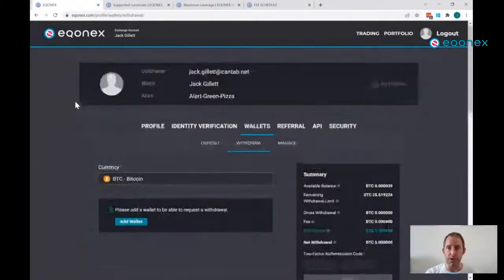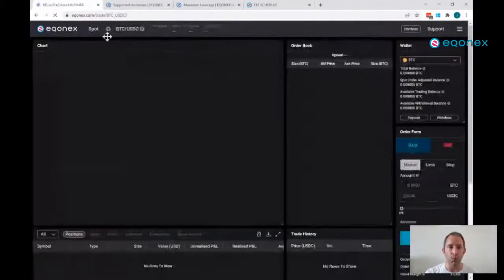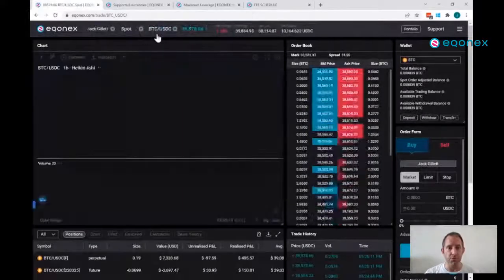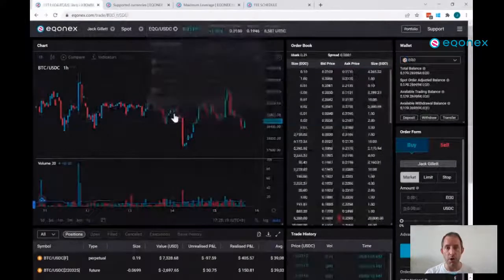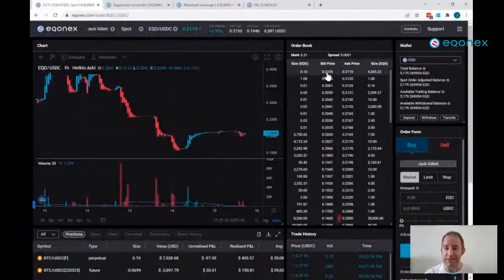Just to show how we would do that, we'd go back to the trading page. We'd go to spot. We'd go down to EQO. And you can see that right now it's about 20 cents. So if you wanted 500 of those, it would only cost you a little bit more than $100 to buy those. And if you're doing a few withdrawals, you'd probably find that pays for itself in very short order.